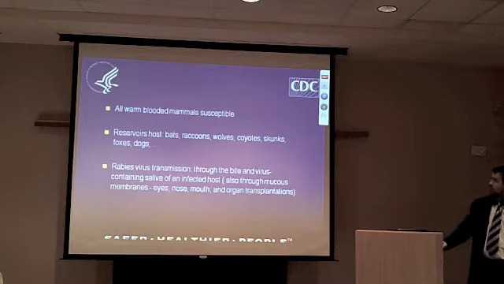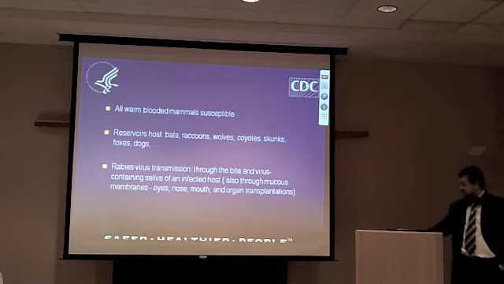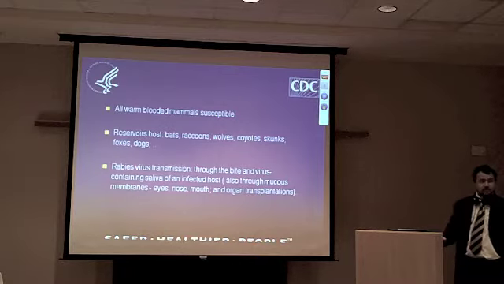All warm-blooded mammals are susceptible to rabies. There are many reservoirs: bats, raccoons, wolves, cats, foxes, mongooses, etc. Rabies virus could be transmitted mostly through bite and virus-containing saliva of an infected host after injury, when it is injected essentially into the muscle, or when virus or saliva are in contact with mucous membranes. And there are obviously rare cases of organ transplantations. There is no viremia in rabies, so virus cannot be transmitted through blood.